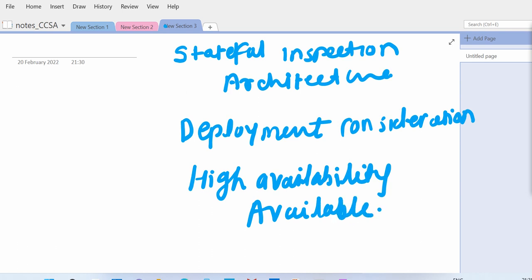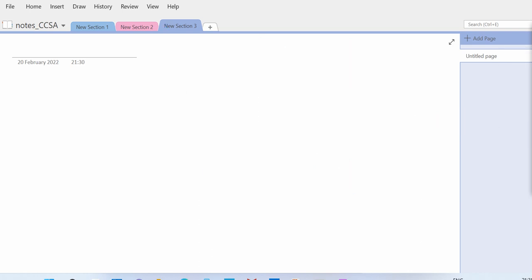So let's start without wasting further time. Let me clear the screen. Sorry for that. Let's begin with Check Point stateful inspection architecture.